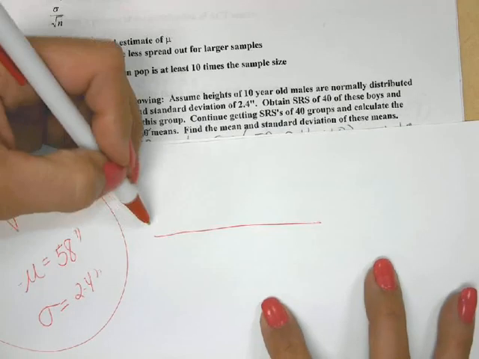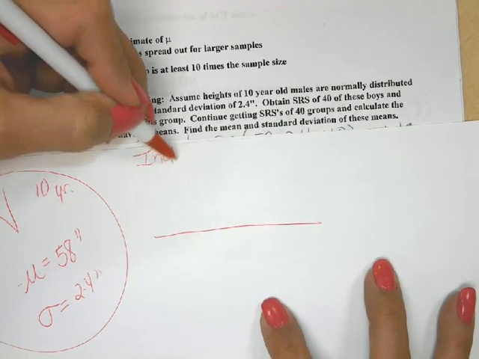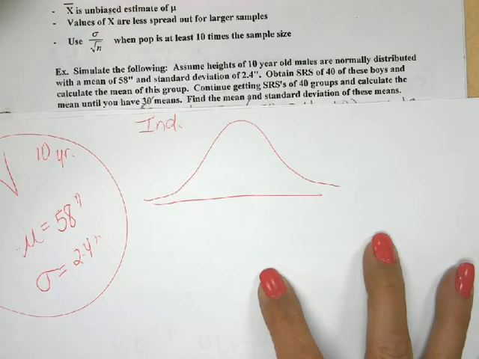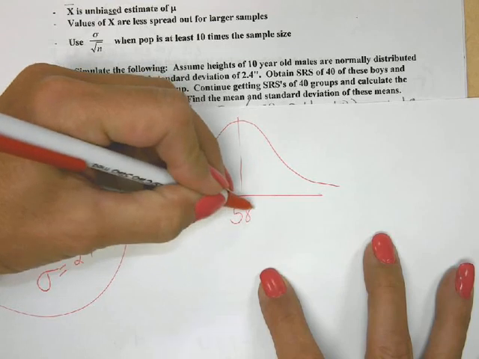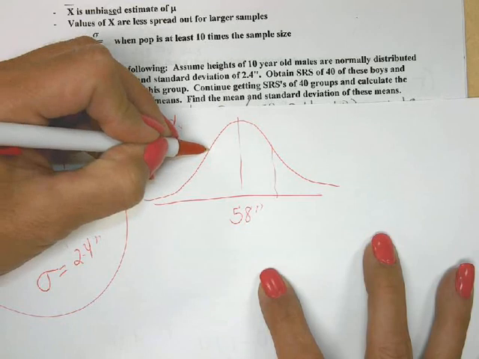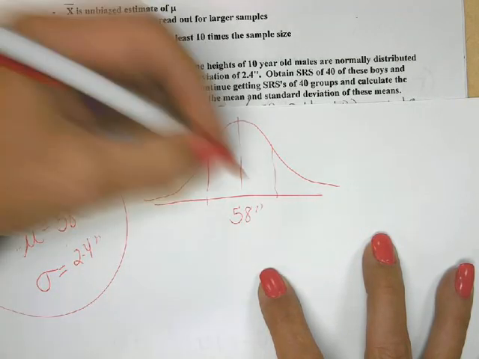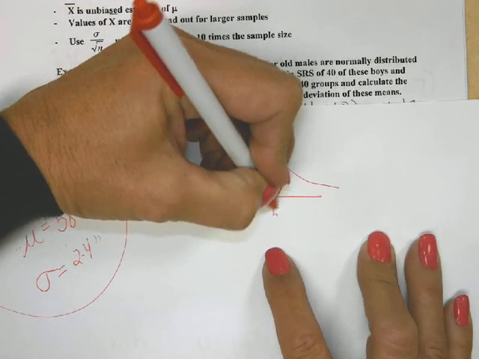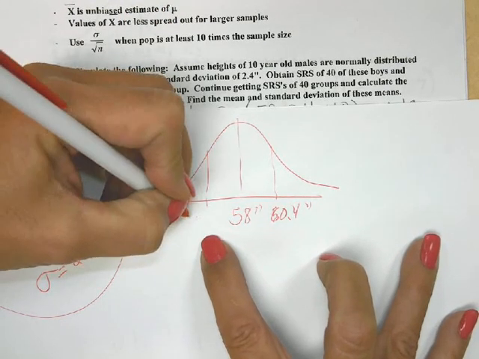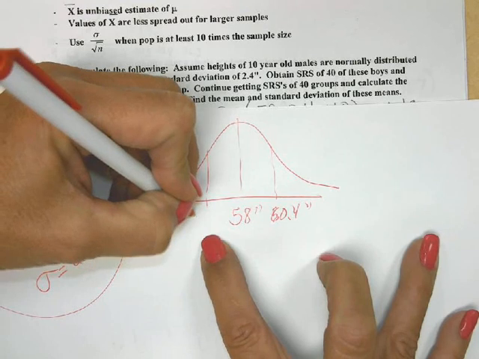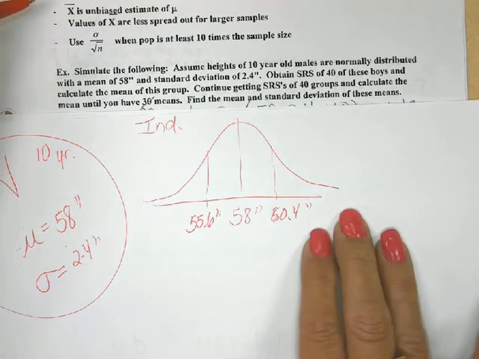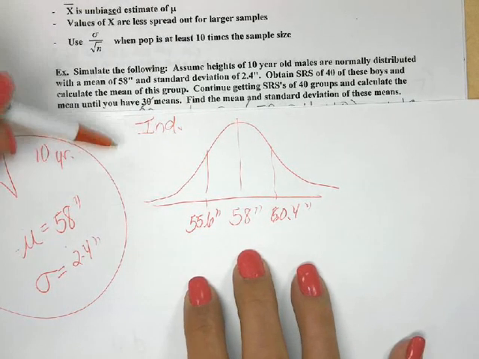For individual 10-year-old boys, the distribution of height looks like this, centered at 58 inches, with that standard deviation of 2.4. We could add 2.4 inches, which gets us to 60.4 inches, and subtract 2.4 inches: subtract off 2, that takes us to 56, and subtract off another 0.4, that takes us to 55.6 inches, and so on. So this is the distribution for individual boys who are 10 years old.